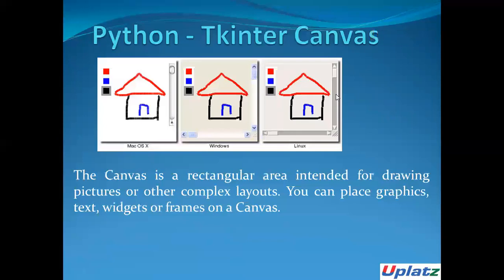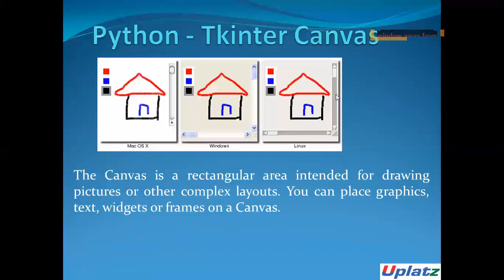Then we have cursor used in the canvas like arrow, circle, dot, etc. Then we have the height, size of the canvas in the Y dimension. Then we have highlight color shown in the focus highlight. Then we have the relief option, the same values like raised, groove, ridge, and sunken for the relief option.